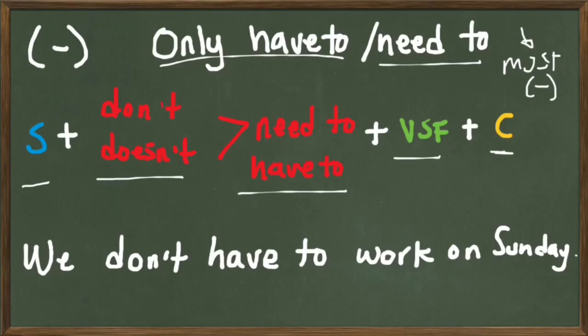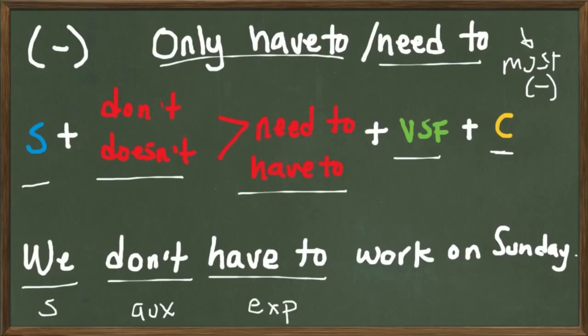We have an example. We don't have to work on Sunday. We don't have to work on Sunday. So we have the subject, we have the auxiliary, in this case don't, we have the expression have to, we have the verb in simple form, and we have our complement.